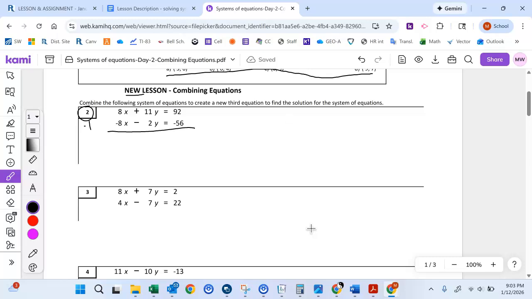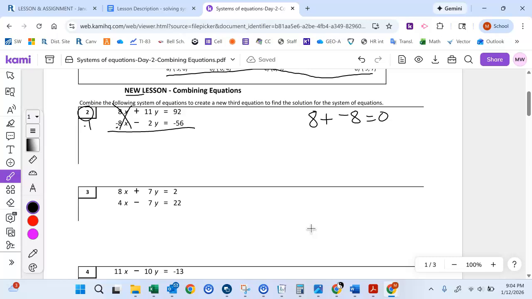So we're going to add this. We have 8x, but it's got a negative 8x. So when we add, 8 plus negative 8, we get 0, right? That means 0 x's, that basically cancels out, and we don't have any x's.